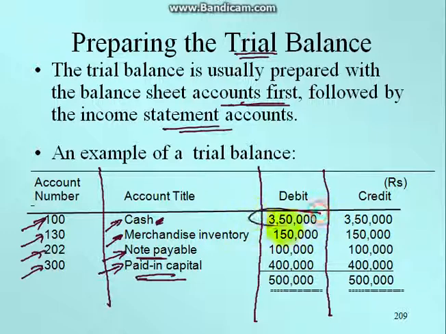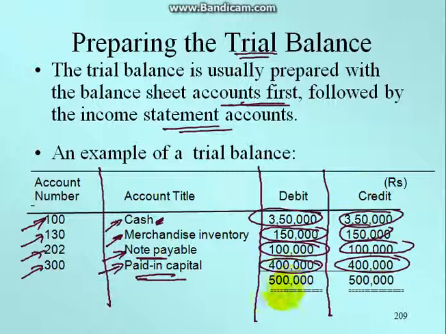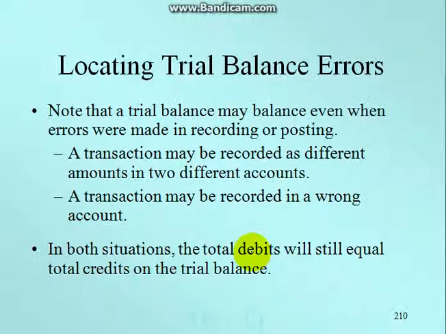So here the amounts are mentioned, and both sides you have to make equal. If the merchandise entry is to be mentioned, 1 lakh 50 to 1 lakh 50, and notes payable from one side to the other side, paid in capital from one side to the other side, so the total amounts have to be carried out.